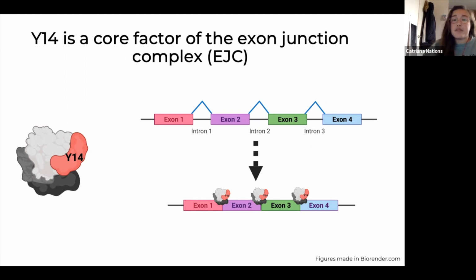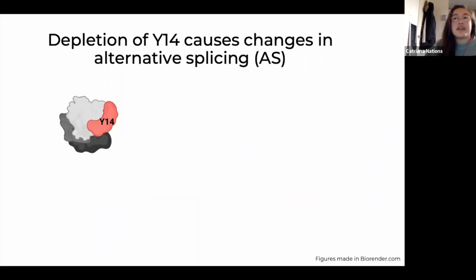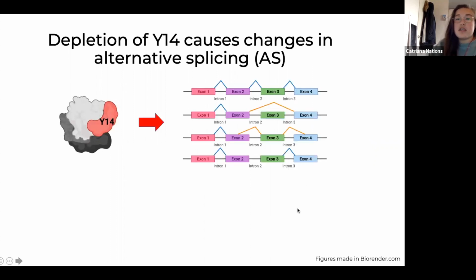And this allows it to impact many aspects of the mRNA life cycle, including mRNA transport, surveillance, translation, nonsense-mediated decay, and of course, splicing. Both depletion and overexpression of EJC core proteins have been shown to cause a wide range of alternative splicing changes, including exon skipping, alternative 5' or 3' splice sites, and intron retention, which demonstrates a clear role for the EJC in regulating alternative splicing.